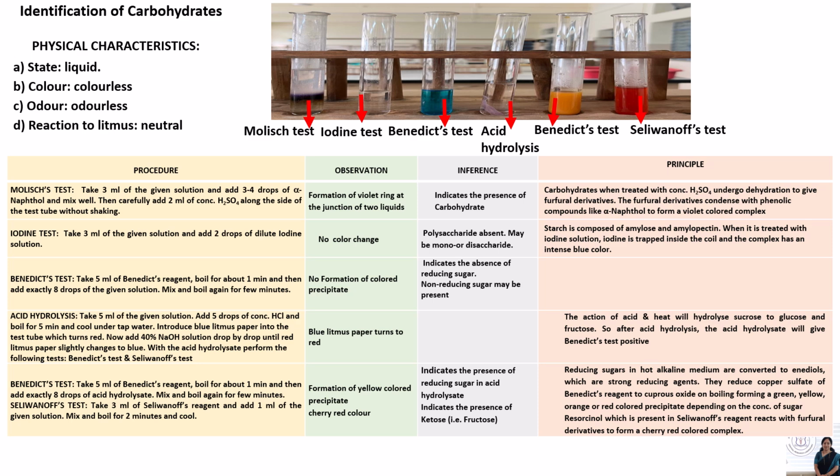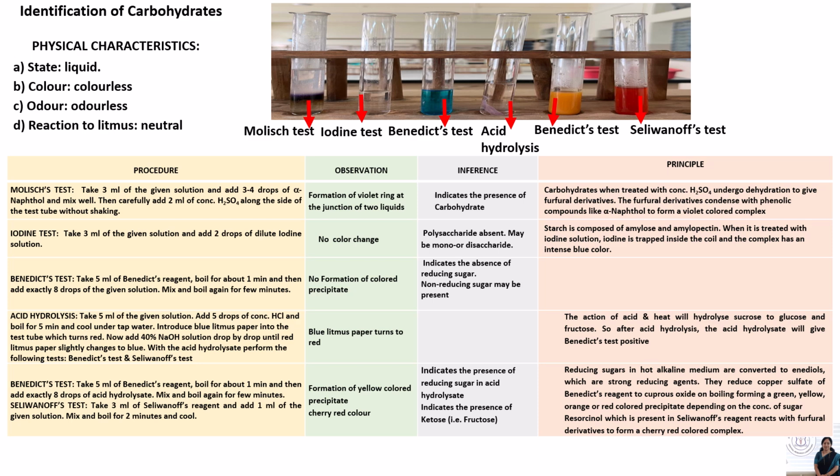Why we have to perform Benedict's test is because sucrose is made up of glucose and fructose and both are reducing sugars. That's the reason why we have to perform Benedict's test. And why the Seliwanoff's test is, fructose is a keto sugar. To identify the presence of keto sugar in the acid hydrolysate, we have to perform Seliwanoff's test also. When Benedict's test was performed for this sample, we got a yellow colored precipitate, and this indicates the presence of reducing sugar in the acid hydrolysate.